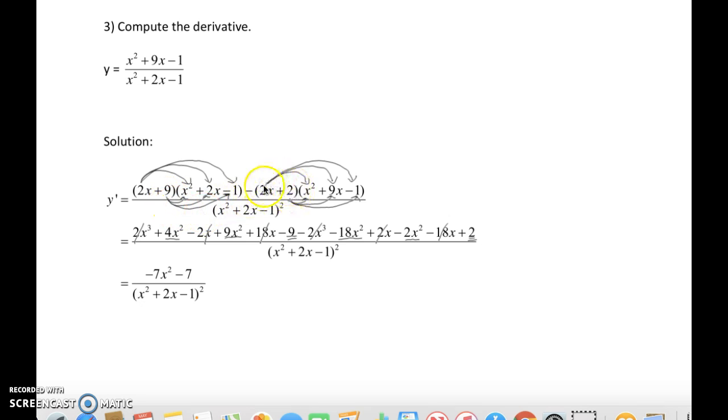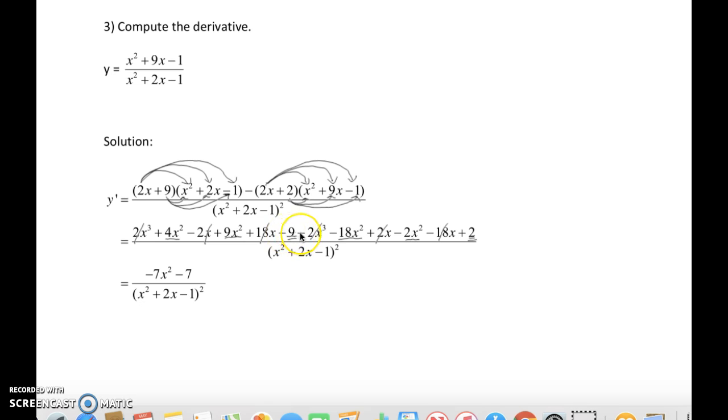Now I have to go ahead and take the derivative of my bottom function, so it's going to be 2x plus 2. And I'm going to go ahead and have to multiply that through my trinomial of my f of x. And then, of course, my g of x, my bottom function, has to be squared. And here I have to do a lot of distributing. And so I'm going to end up with 2x cubed plus 4x squared minus 2x plus 9x squared plus 8x minus 9 for my first distribution.